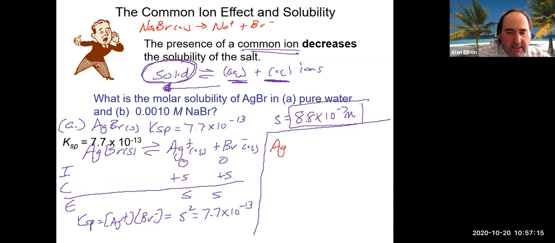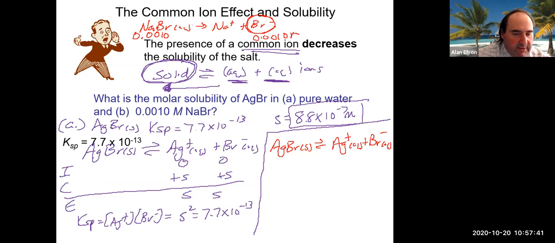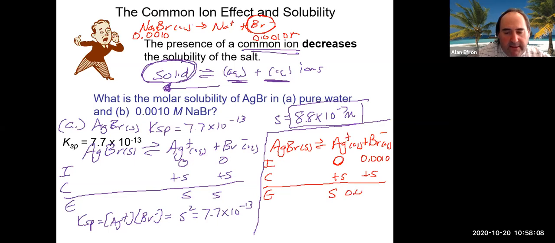If we look at our original setup here, the common ion in this case is going to be our bromide. We know the concentration of our bromide in this case would be 0.001 because it's a 1-to-1 relationship between those two things. What that affects in our ICE table is the initial part. We do have zero for our silver, but in this case, we actually do have a value for our bromide coming from the sodium bromide that's present. The rest of the ICE table will be similar, plus S, which means at equilibrium, we have S and 0.001 plus S. This is going to go into our equilibrium expression, just like we did on the other side.